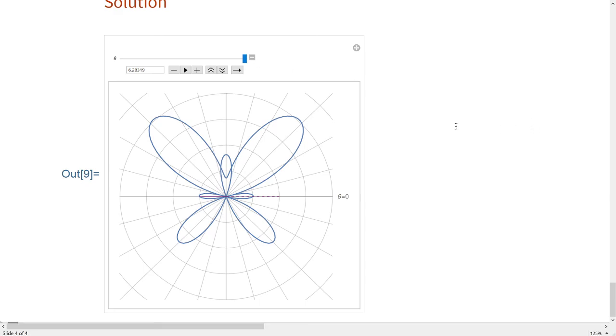And there we are. We got a nice butterfly out of that one. Good luck trying to get that in Cartesian coordinates. But yeah, so that's it for our intro to polar coordinates.